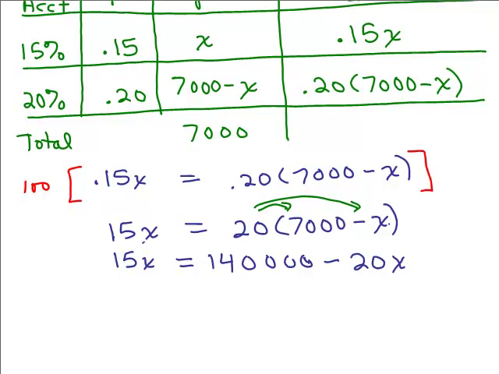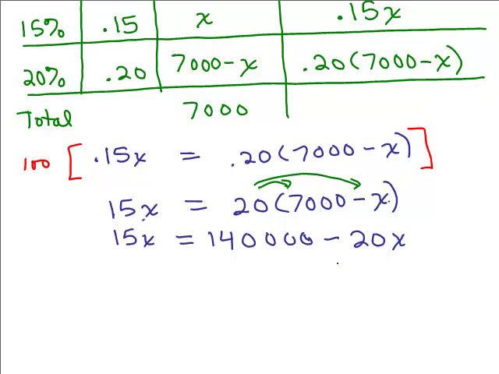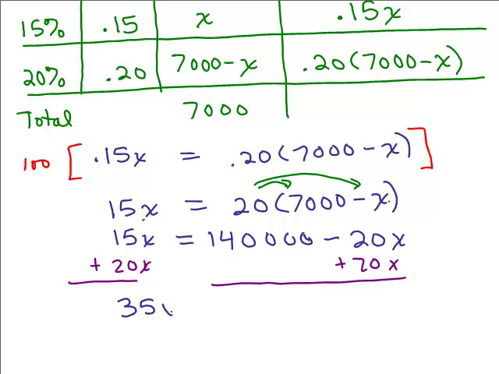So next step is I have to get the variables on one side and constants on the other. Since I only have one constant on the right, I'm going to put the variables on the left-hand side. So I'm going to add 20x to both sides. So what does that give me? I've got 15x plus 20x. Remember that's separate from this 15x up here. Just 15x plus 20x is 35x equals 140,000.